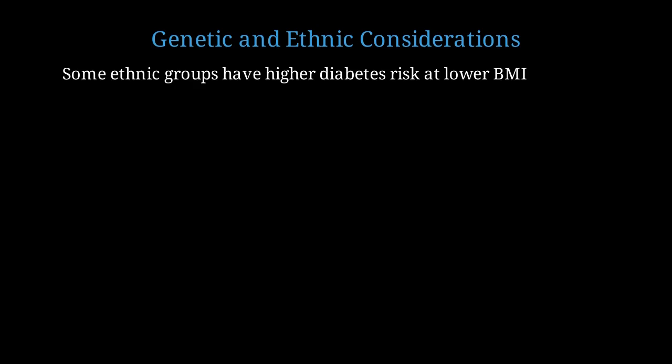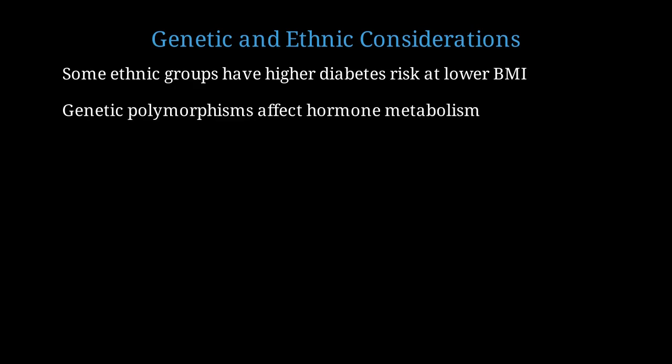It's important to recognize that genetics and ethnicity influence both hormone levels and body fat distribution patterns. South Asian populations, for example, have increased risk of insulin resistance and diabetes at lower BMI levels, with more visceral fat accumulation. Genetic polymorphisms in genes like FTO, MC4R, and others affect appetite regulation, fat storage, and hormone sensitivity.